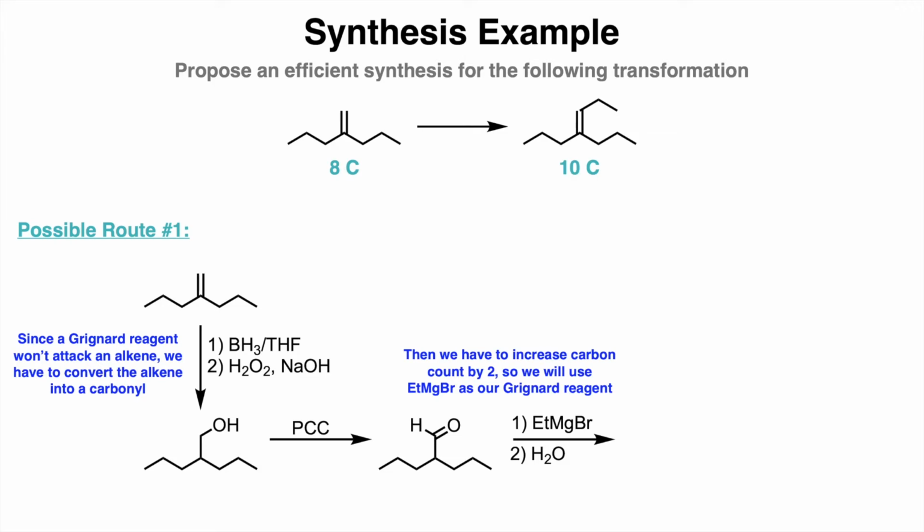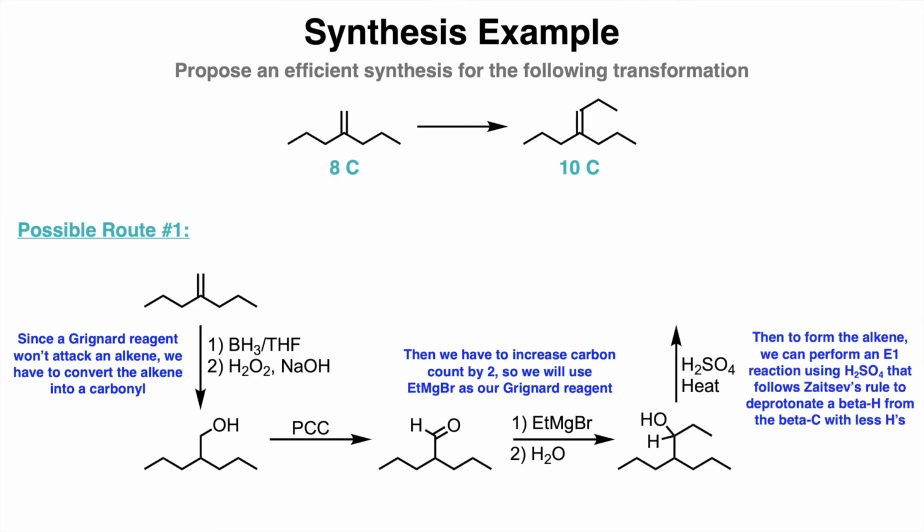Then we can use this aldehyde to perform a Grignard. To increase carbon count by 2, we can use ethyl magnesium bromide as our Grignard reagent to get the following alcohol. Then in the last step, to form the alkene, we can perform an E1 reaction using H2SO4 that follows Zaitsev's rule to specifically deprotonate a beta hydrogen from the beta carbon with fewer H's to finally form our product.